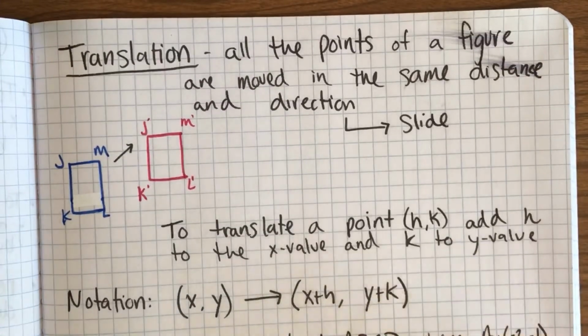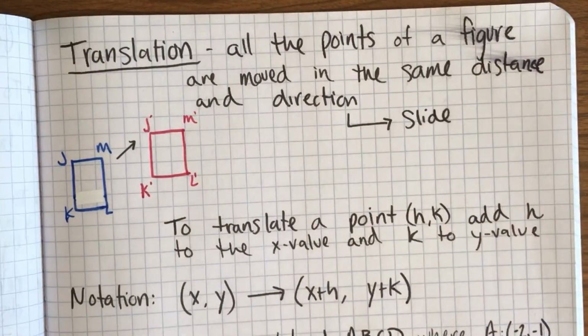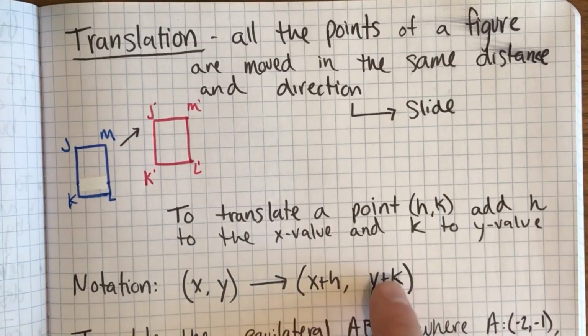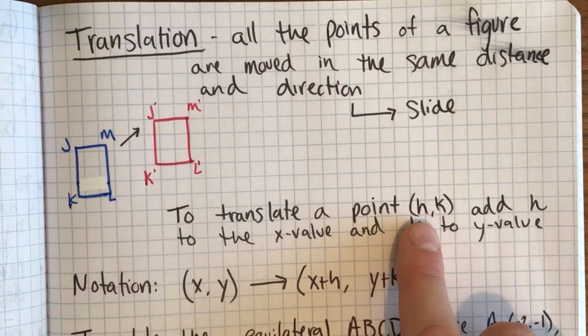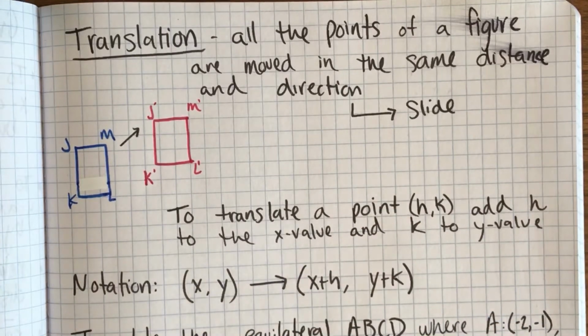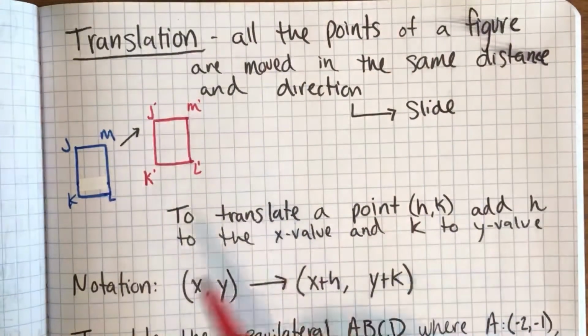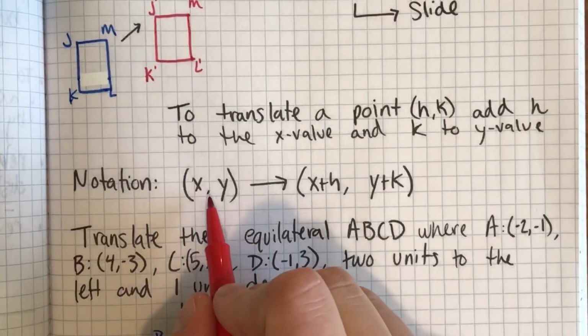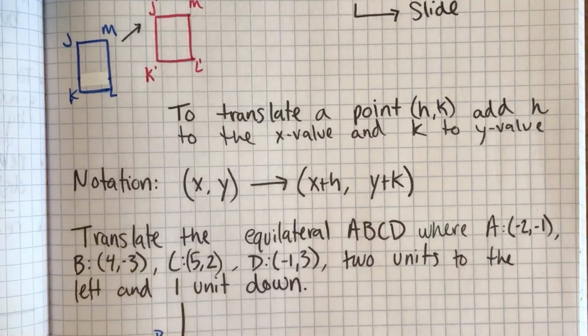Now we're going to move into translations. We move these, they're just moved in the same direction, the same distance. In elementary school, you guys called this a slide. So we're just going to slide to the left, slide to the right. When we translate a point, we add that h and k value to our x and y value. So we're just adding to our ordered pairs to figure out our new value. So if I want to move it to the left 7 and up 2, we add 7 and 2 to my x and y values.